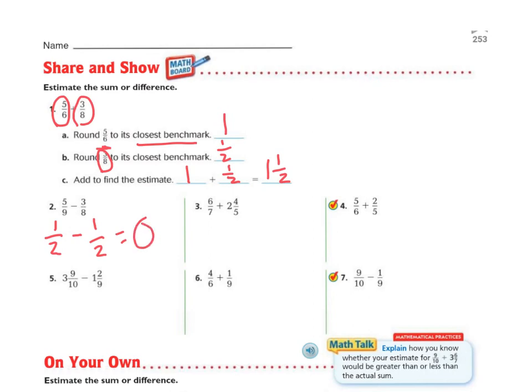All right, I want you to continue on with the rest of the problems on these pages. Work with a partner. You can come with me and work on the carpet. Good luck.